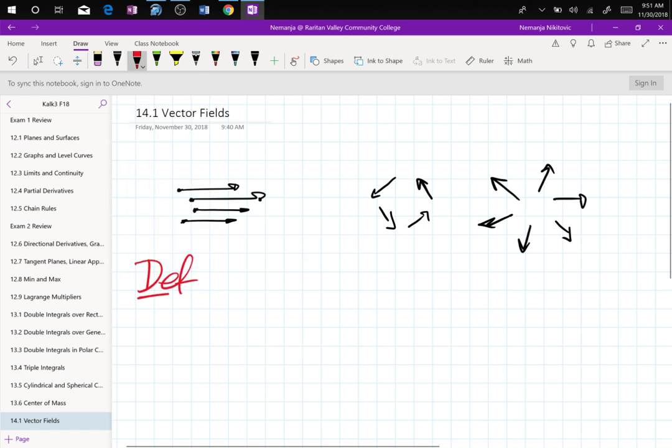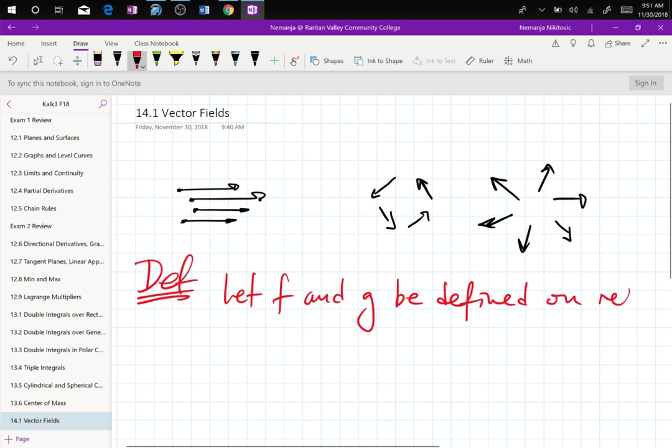Definition. So, let F and G be defined on region R of R2. So that means these are just standard functions, y equals f of x, y equals g of x in 2D, because it's R2.